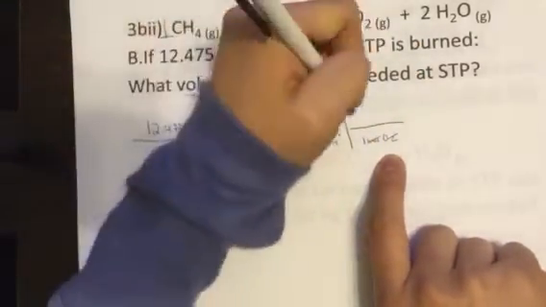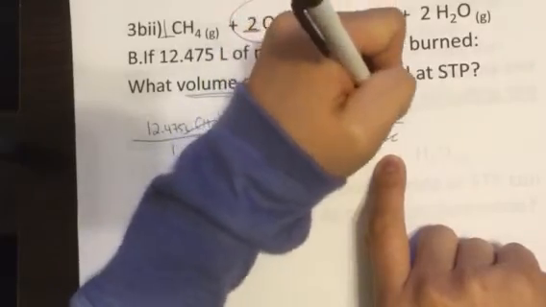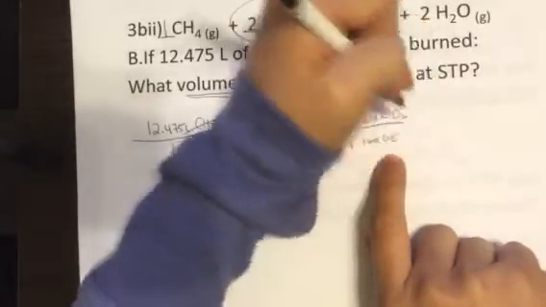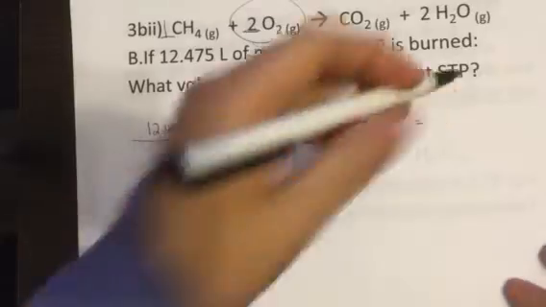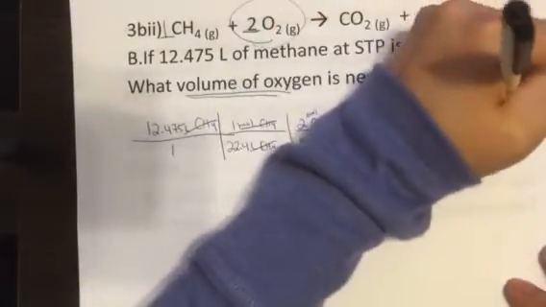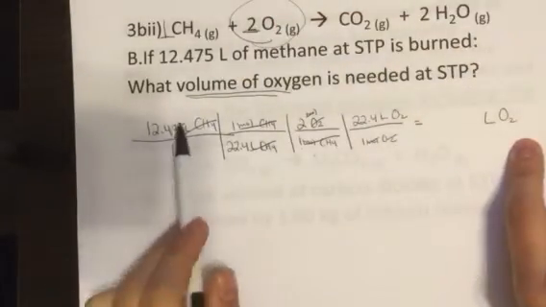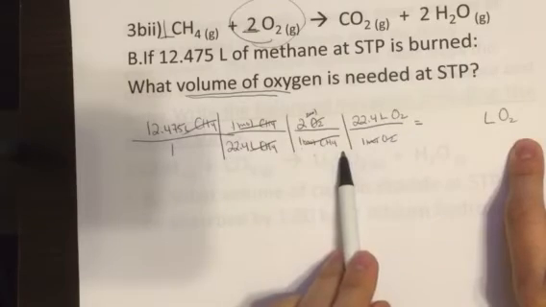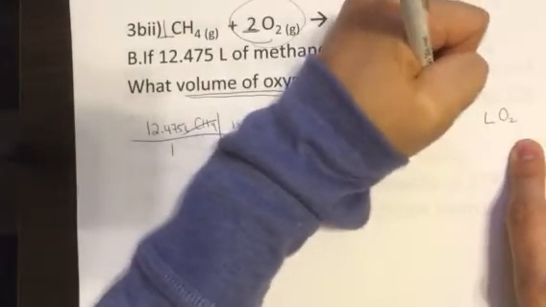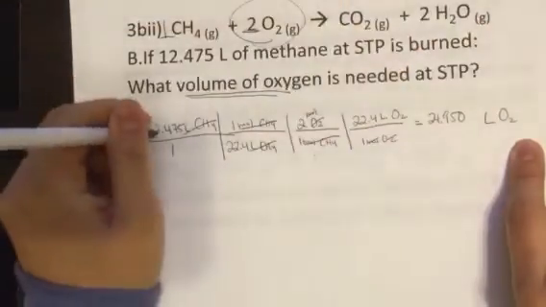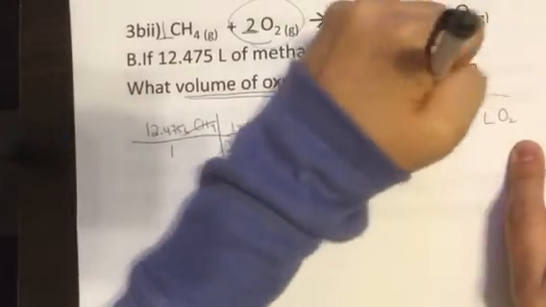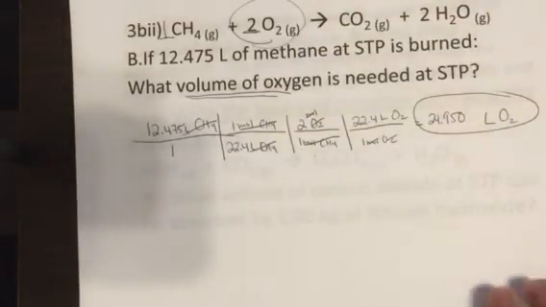Then the volume thing, again, is the 22.4 liters of oxygen. That's the conversion ratio. Then that's it. So the only unit that's left over is liters of oxygen. So you multiply straight across and divide. Then the answer you get is something like 24.95 liters of oxygen. Okay? All right.